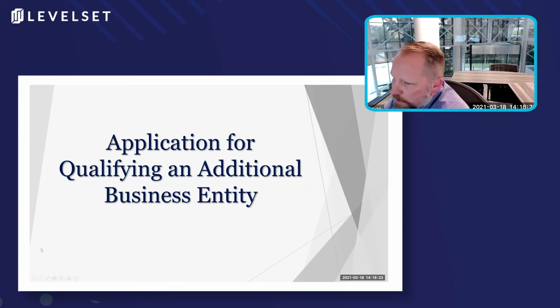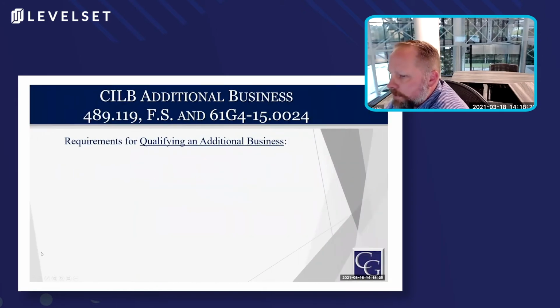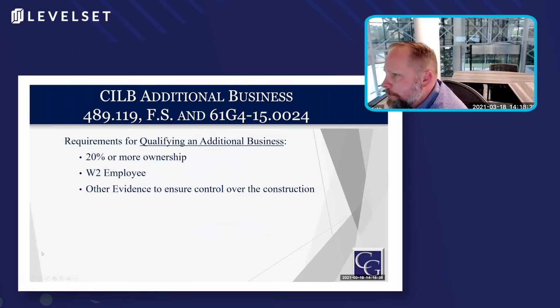And this is where the rules really provide some clarity as to under what circumstances you can do that. In order for that general contractor to qualify the second entity, they must meet the above categories here. They have to either have 20% or more ownership, or they have to be a W-2 employee of the company. And the term employee has very significant legal meaning. Other evidence to ensure control over the construction, in my time on the board, I only saw one matter that actually fell under that scenario.